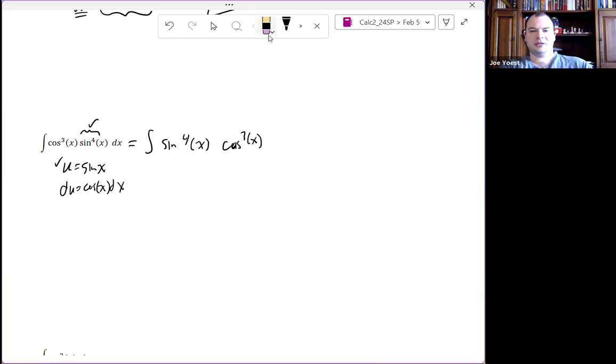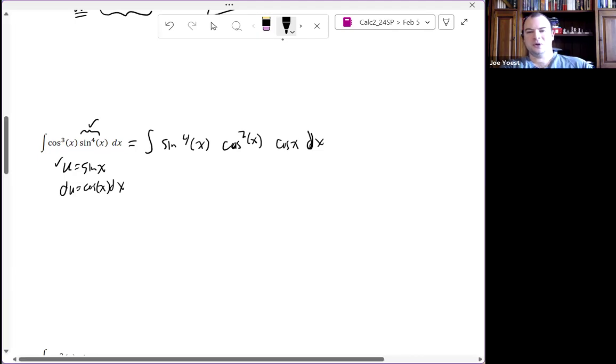Instead of cos cubed of x, I'm going to use cos squared x cos x dx. So just breaking one of those cosines off so that I have a du. So this bit's good, this bit's good. I do have a bit of a problem though.